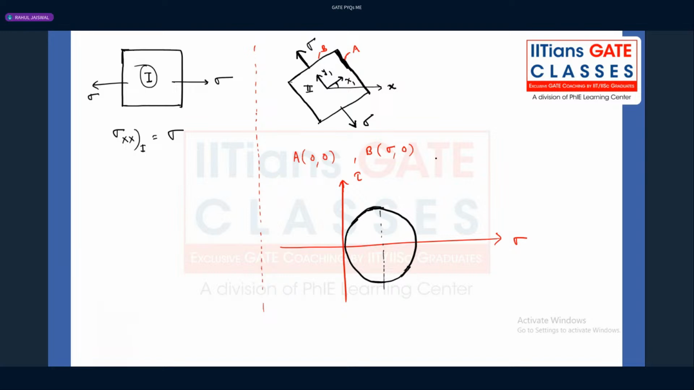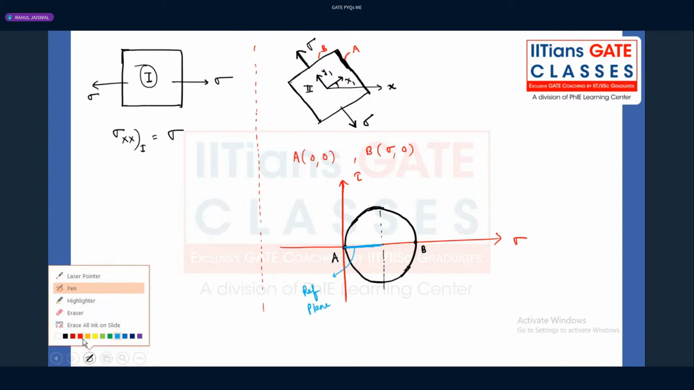Okay. What is the radius of the Mohr circle? It's very simple. What is point A? Point A is here. What is point B? Point B is here. And every radial line is a plane. Every radial line is a plane. So this is what we have as the reference plane. From this reference plane, each and every angle will be measured.